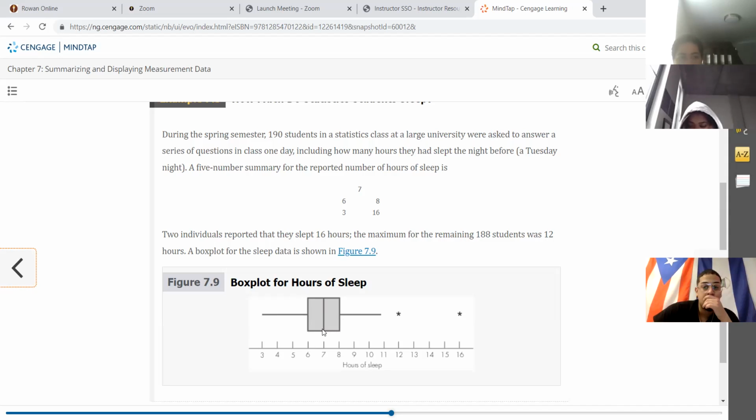The line inside the box is the median. In this case, it's 7. It doesn't have to be exactly in between 6 and 8. It could be more to the 6 or more to the 8, but in this case, it's 7.